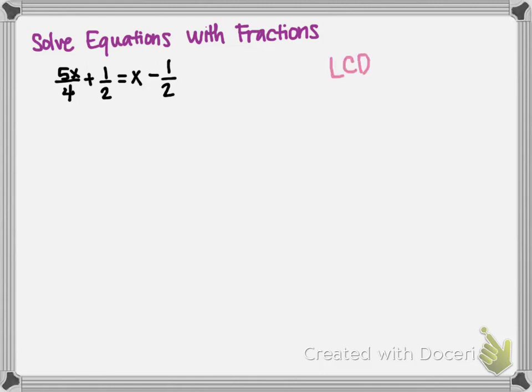So in order to find the least common denominator, the easiest way to do it is to write out the multiples of your denominators and look for the smallest one that everybody has. So in this case, 2 goes into 4, so then our least common denominator is going to be 4. So we take that 4 and we multiply it to every single term or piece of the equation.